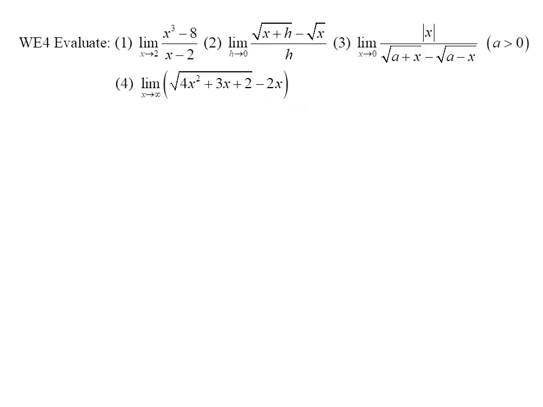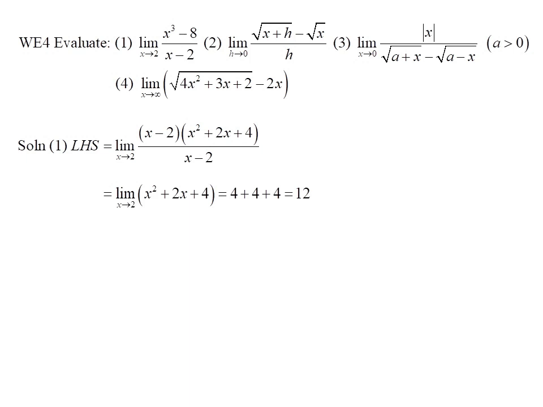Example 4 is to evaluate 4 limit expressions. As for the first question, x cubed minus 8 is factored into (x minus 2) times a quadratic factor, which is x squared plus 2x plus 4. After the factor x minus 2 is cancelled, the expression equals the limit of x squared plus 2x plus 4 as x approaches 2. So it equals 12 after substituting x by 2.